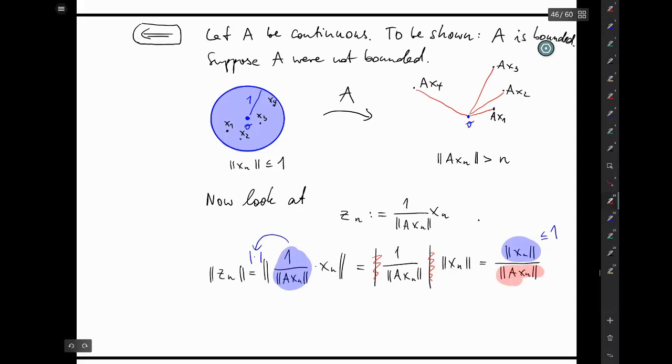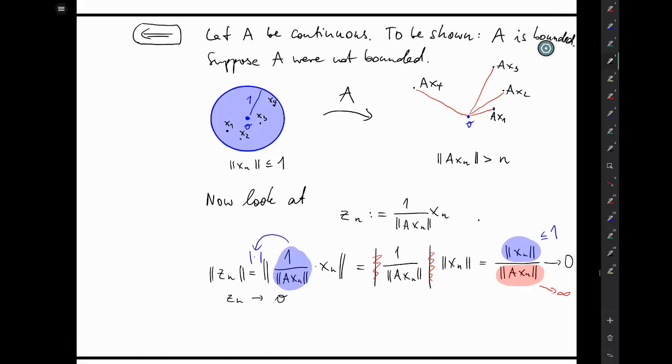goes to infinity as n goes to infinity. So as a result, our quotient goes to 0 as n goes to infinity, or in other words, the sequence zn goes to the origin, converges to the null vector in X.